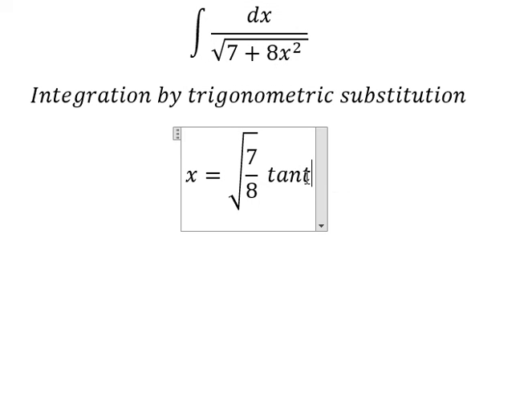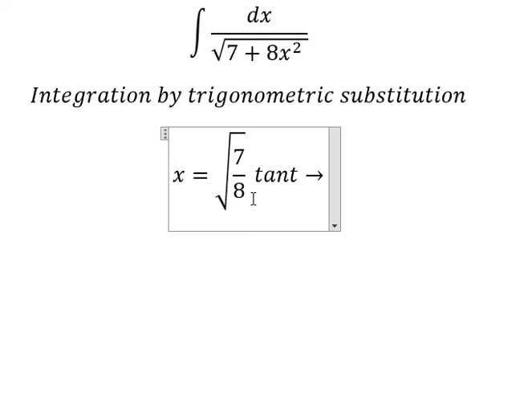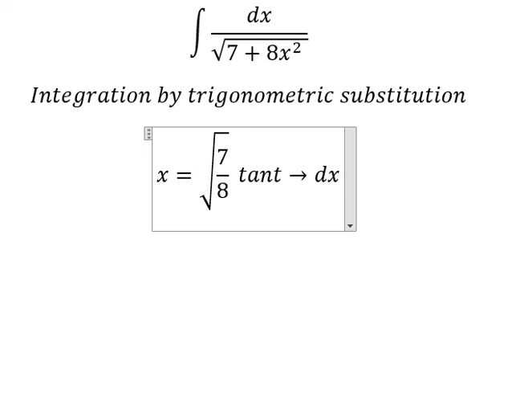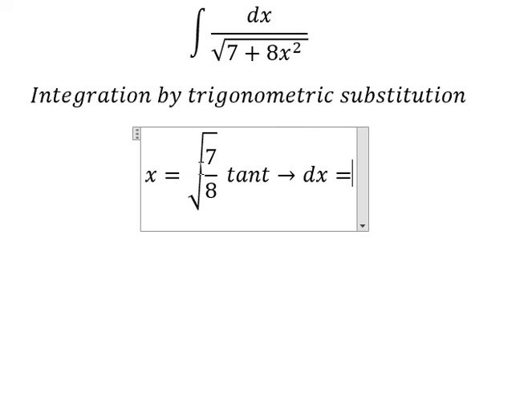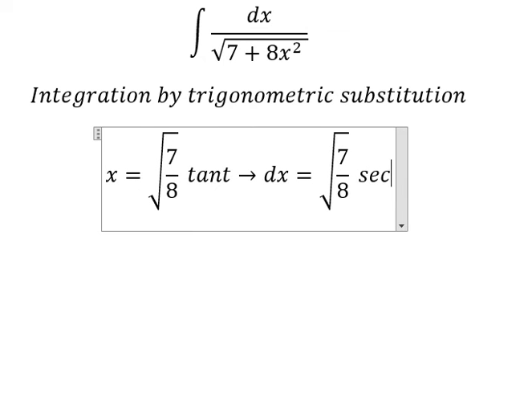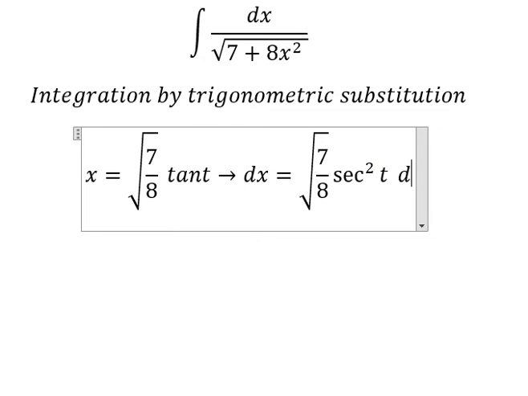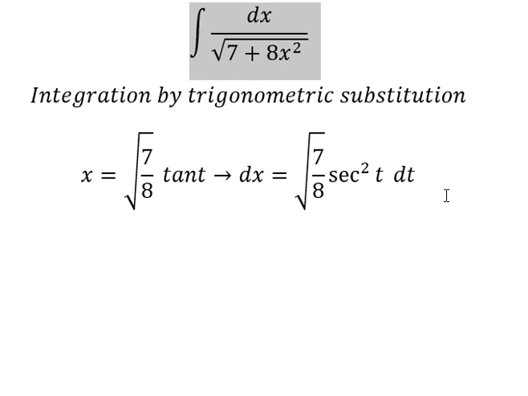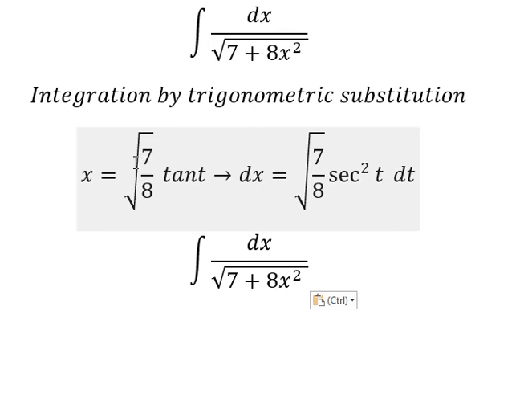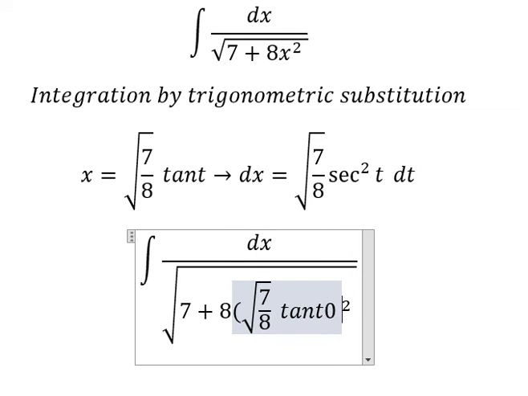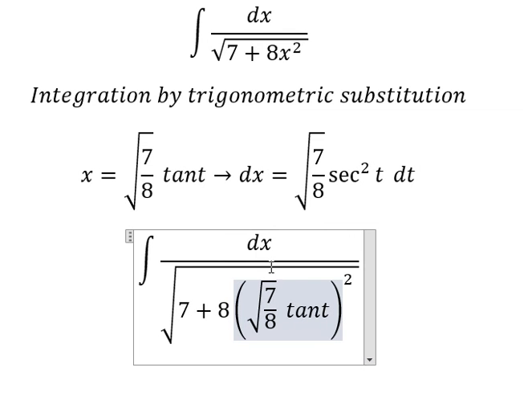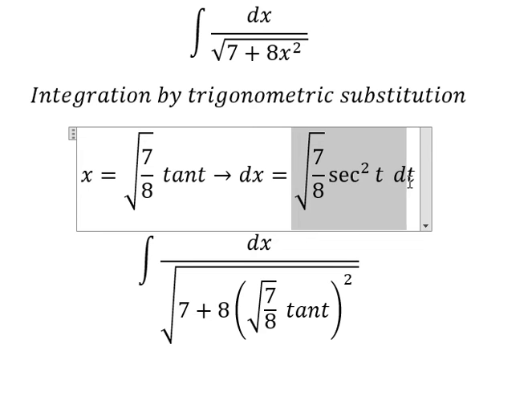dx. We first take the derivative of both sides, and you get dx equals the square root of 7/8 secant of t squared dt. So I will put this one in here. dx we change by this one.